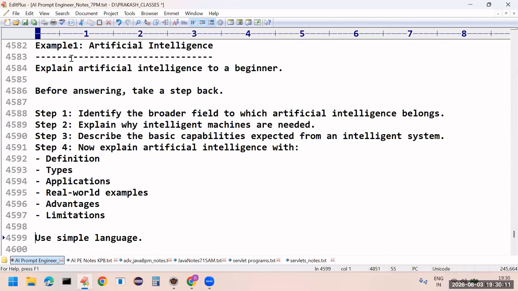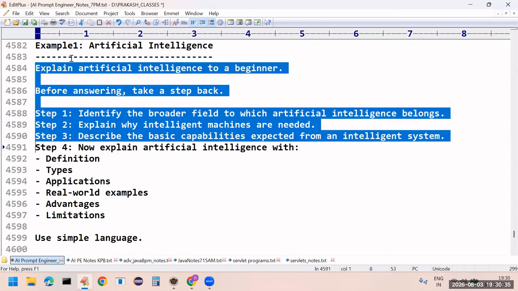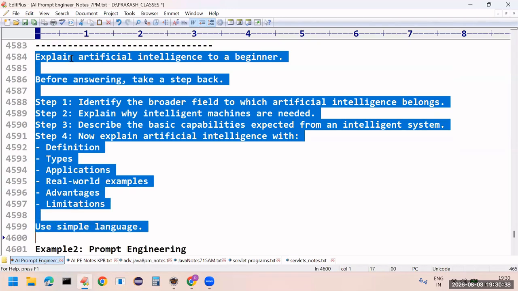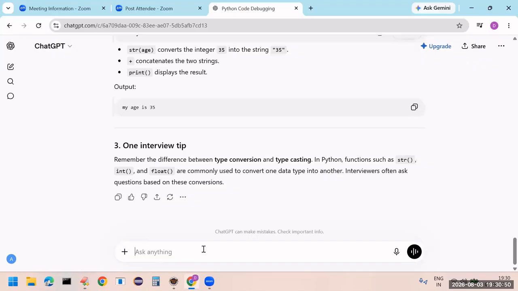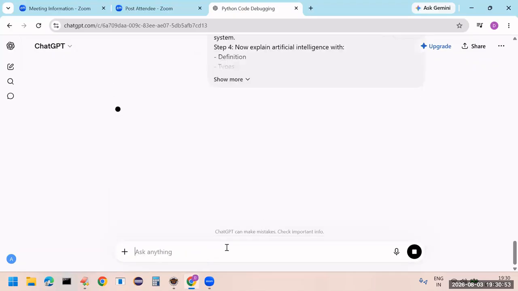Why intelligent machines are needed. Describe the basic capabilities expected from an intelligent system. Now explain artificial intelligence with definition, types, applications, real world examples, advantages, limitations, and when you are explaining, use simple language. So my question is, explain artificial intelligence. But before answering, can you please go back and explain why we need this particular concept and why these machines are required. Like that we are going to ask, and then we will define.